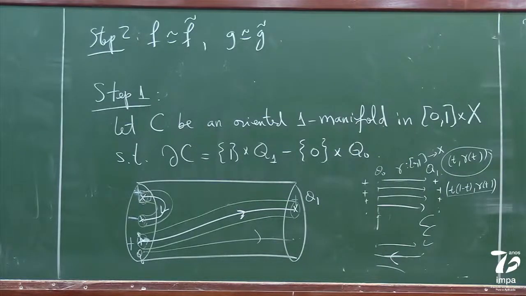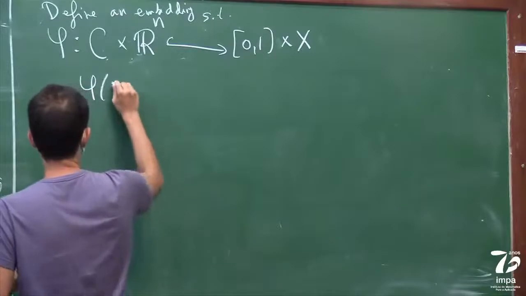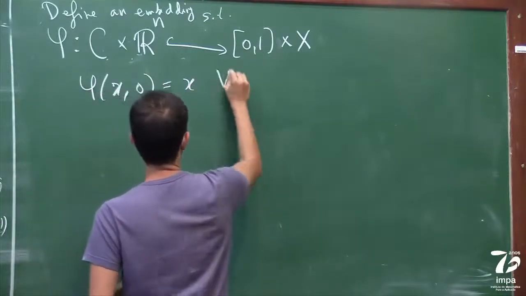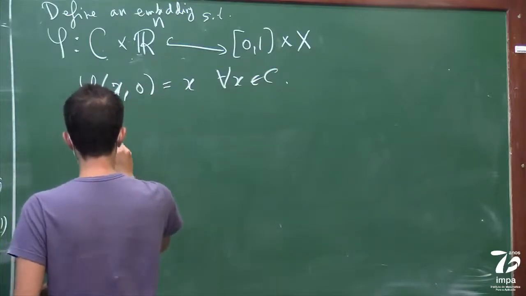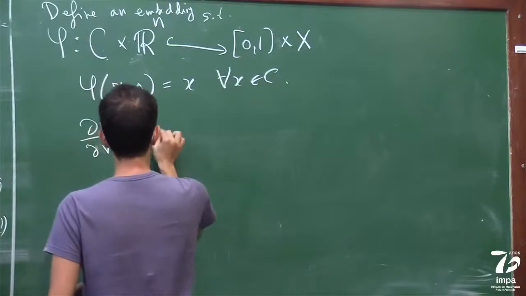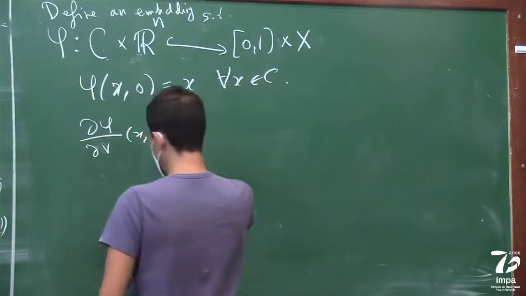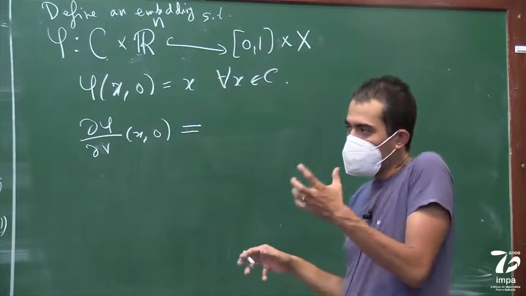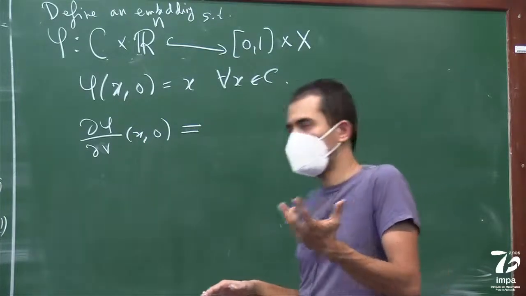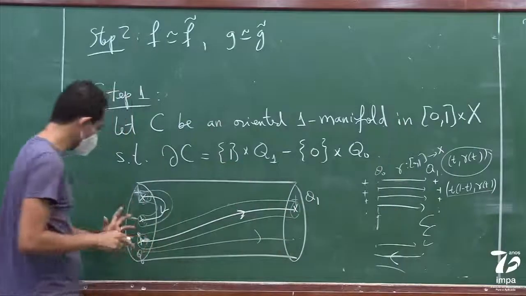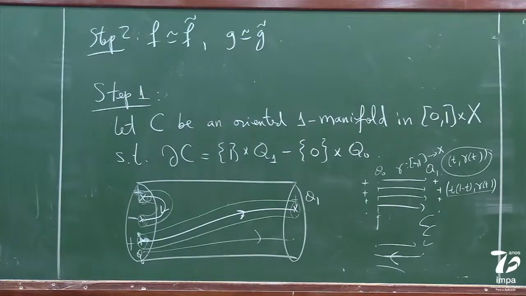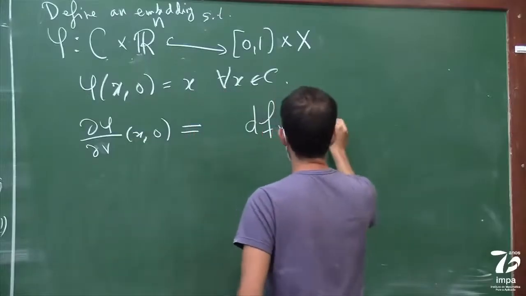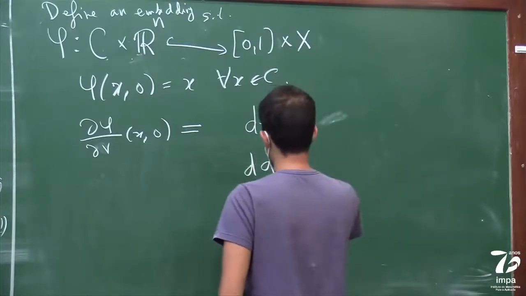And the thing I want to do is I want to choose that. So let me write this again. So this is for every point in C. And then I want the derivative at x, v to coincide with, so I already have a chosen basis here, which comes from the functions f and g. So I already have df at x, and I have dg at x.